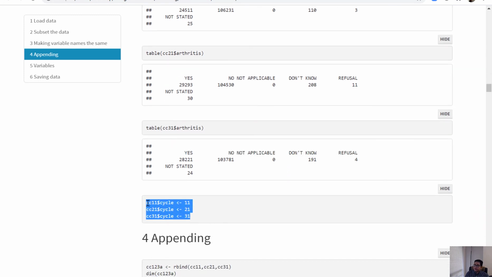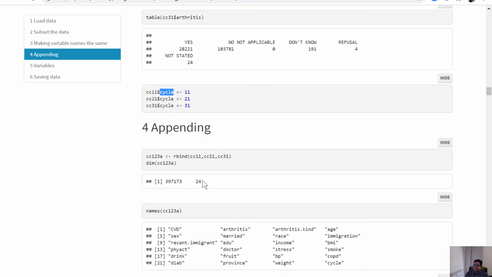Also, this is very important for later. You want to create a variable that can identify from which cycle this data is coming from. So for now it is very easy because we have separate datasets. So CCHS 1.1, 2.1, and 3.1 were in 3 different datasets, but we are going to combine these datasets later. So before we combine, it is very important that you give some identifying information. So for example, give the cycle name so that later on you can identify from which cycle a particular respondent is coming from.